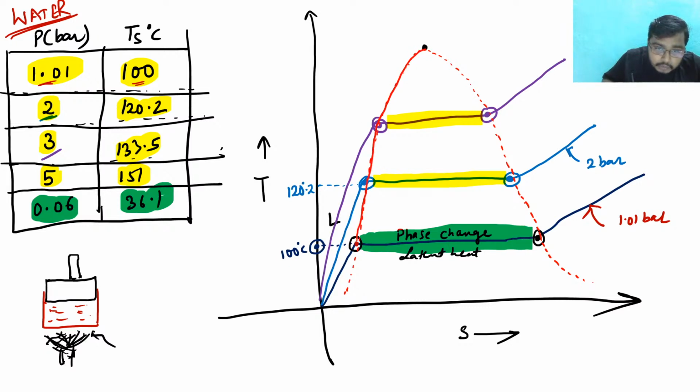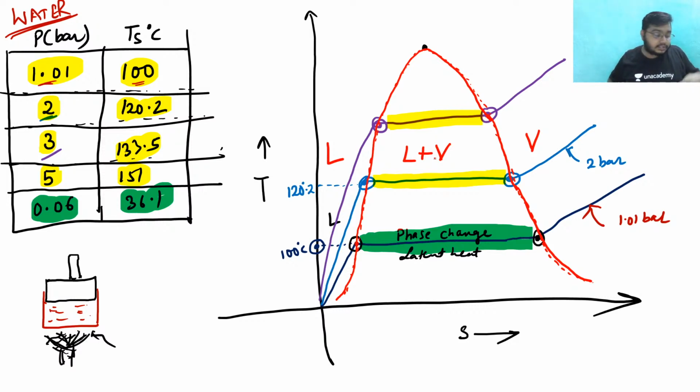So is this dome shape structure of water clear to you or not? How I have made this dome shape structure of water, is this clear to you or not? Tell me. So here at this stage, liquid phase is there. And here, sir, what is there? Here vapor is there, right? And in between, liquid plus vapor both are there.